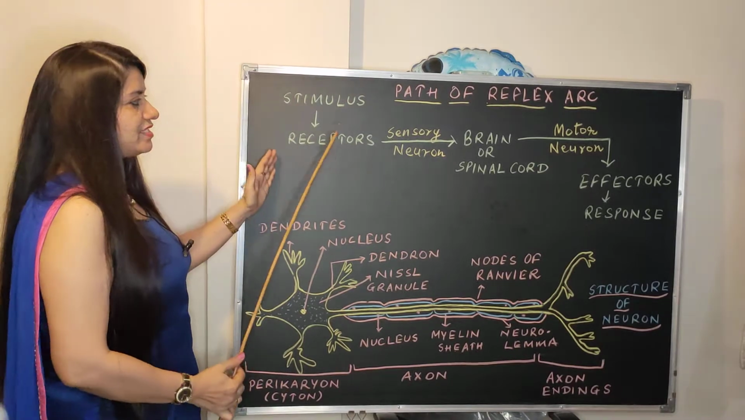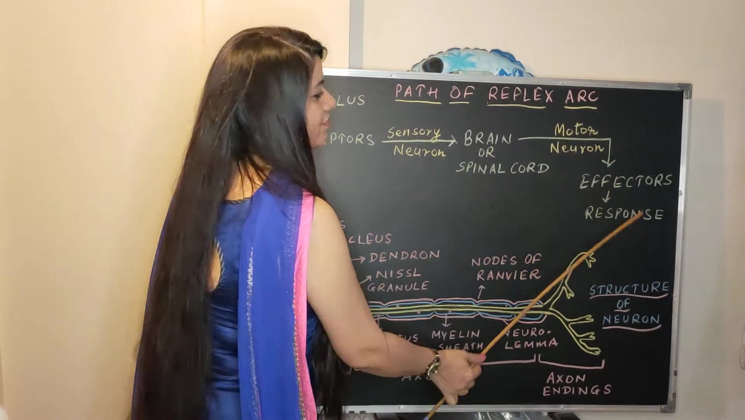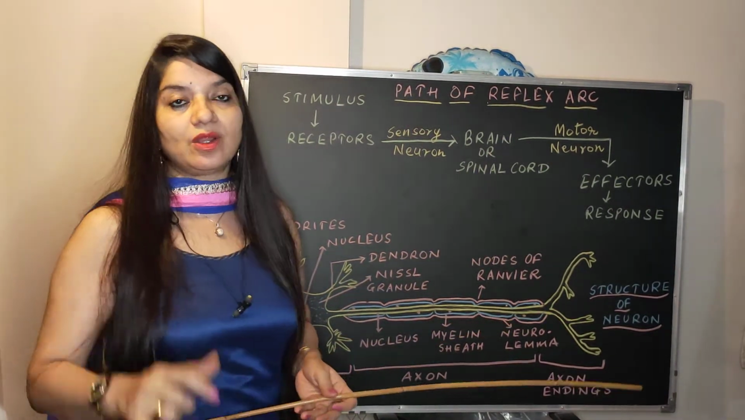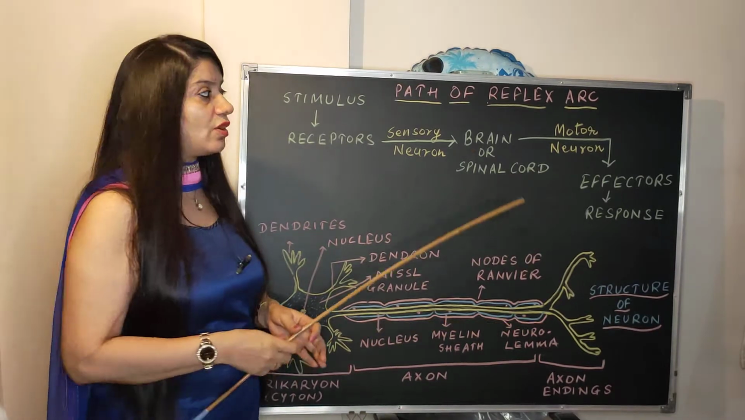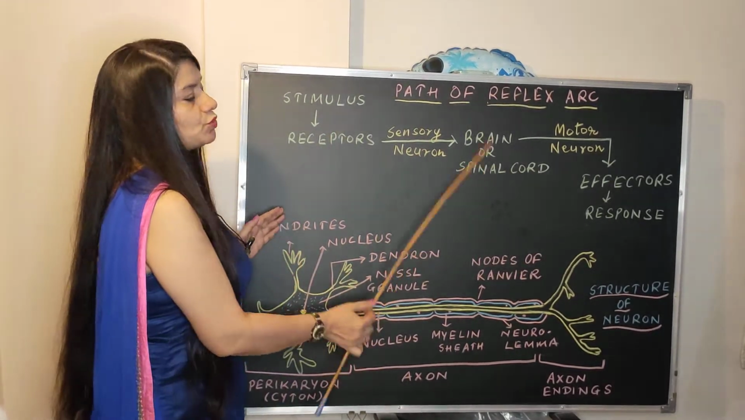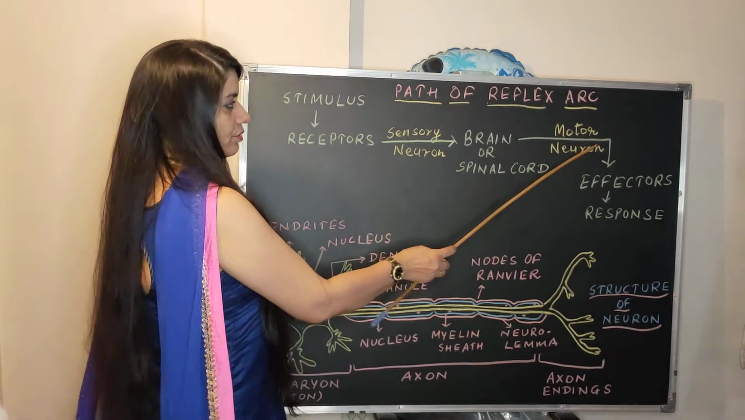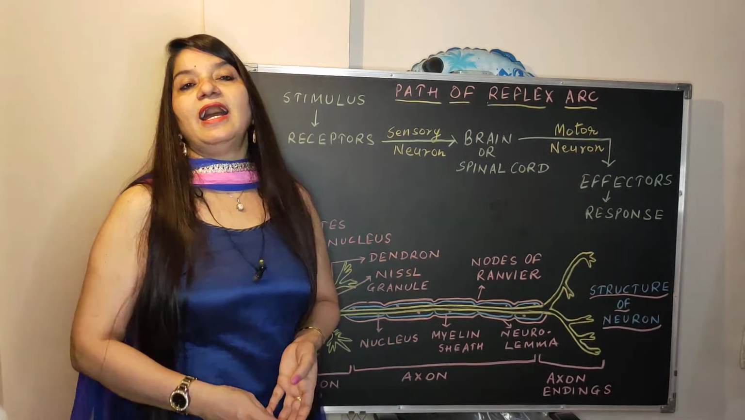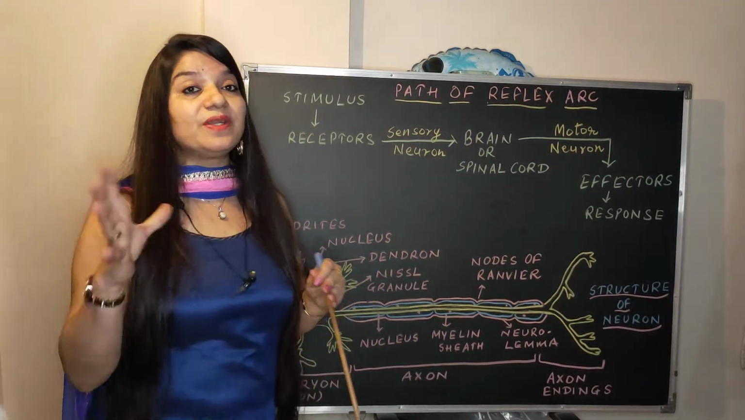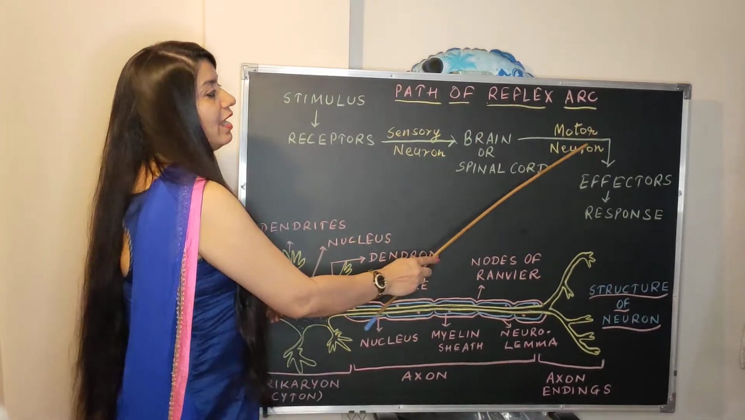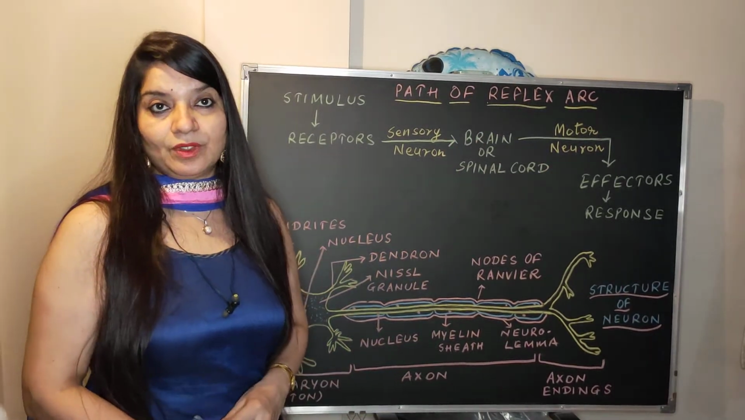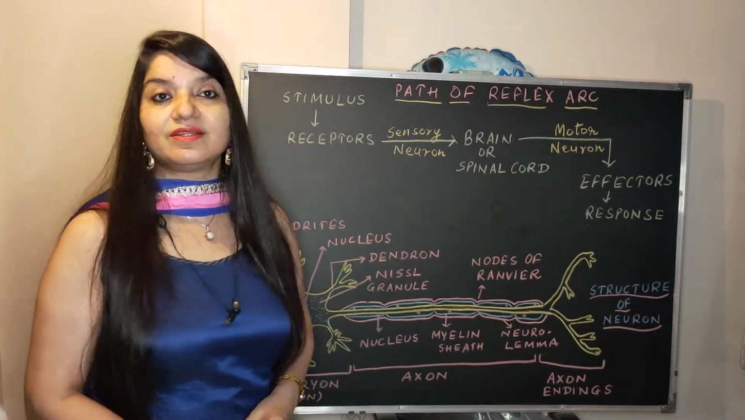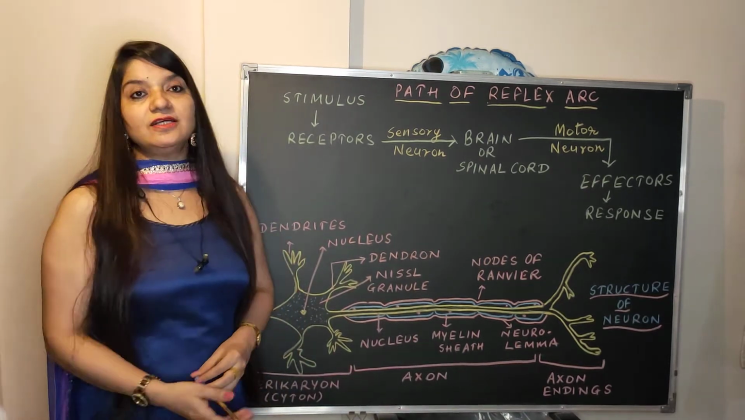So: stimulus, receptors, brain or spinal cord, effectors and response. And in between there are 3 different types of neurons. First, sensory neuron. What are sensory neurons? They take the information from receptors to the brain or spinal cord. Second, motor neurons take the information from the brain or spinal cord to the effectors. And third is association neuron, which interprets the information brought by the sensory neuron and conveys it to the motor neurons. Okay, so this is the path of a reflex arc, and this phenomenon is known as reflex action, which I will discuss in the spinal cord.